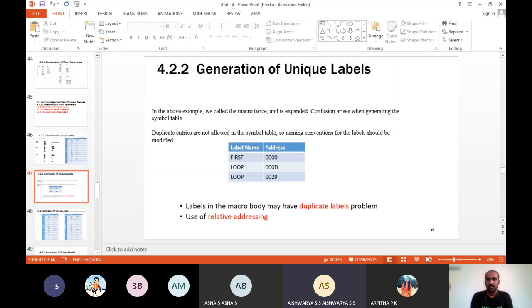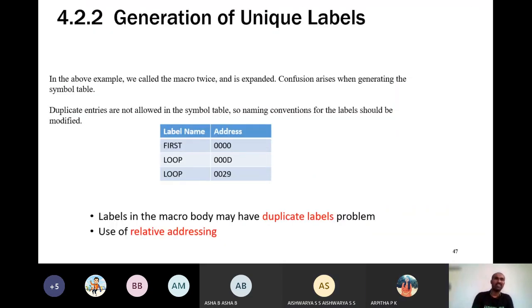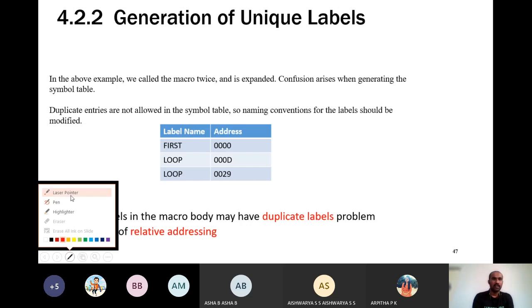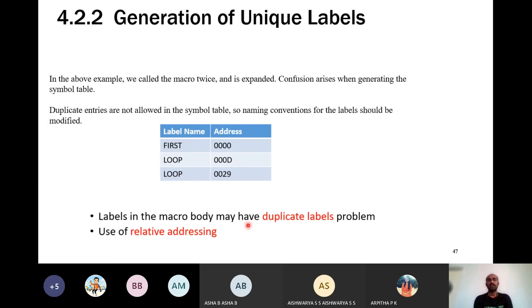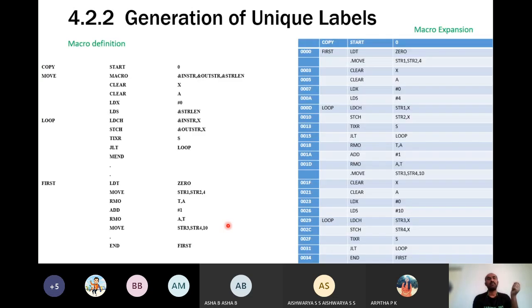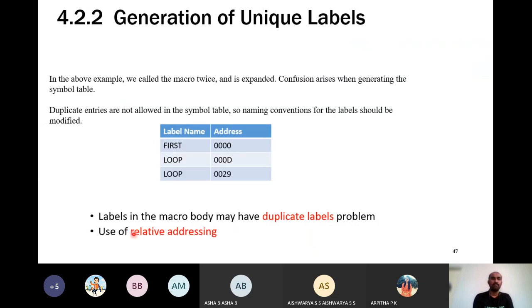Sir, can we give JLT minus 8? Yeah, that is what I already said in the previous concept, and I'll come to that point right now. First, I hope you understood the drawback of using labels like this and calling the same macro multiple times. That is why we need a solution for this.